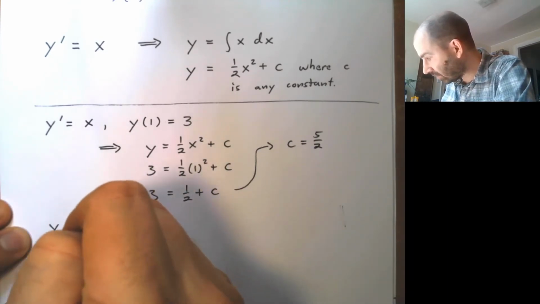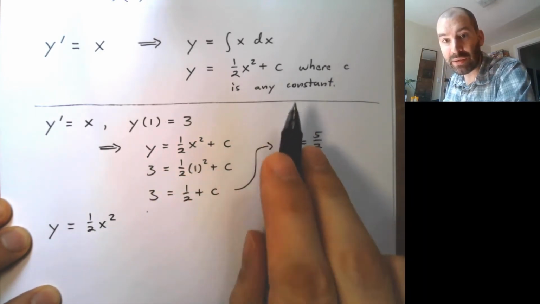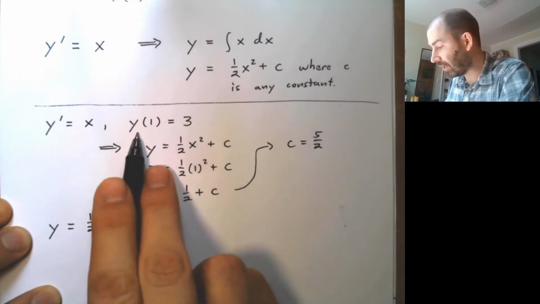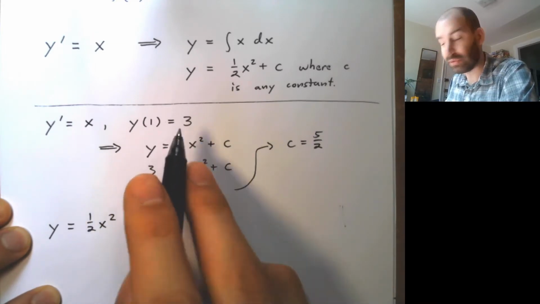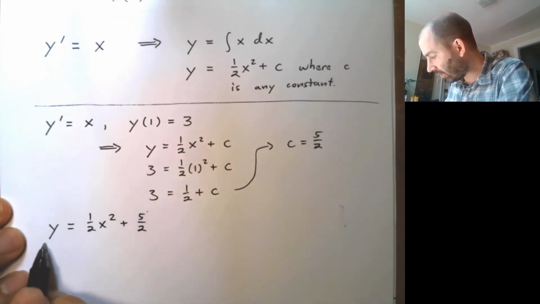I can write my solution as 1/2 x squared, not plus any constant, but plus this constant. That's the only way I'm going to get y of 1 equals 3. And so there is my solution.